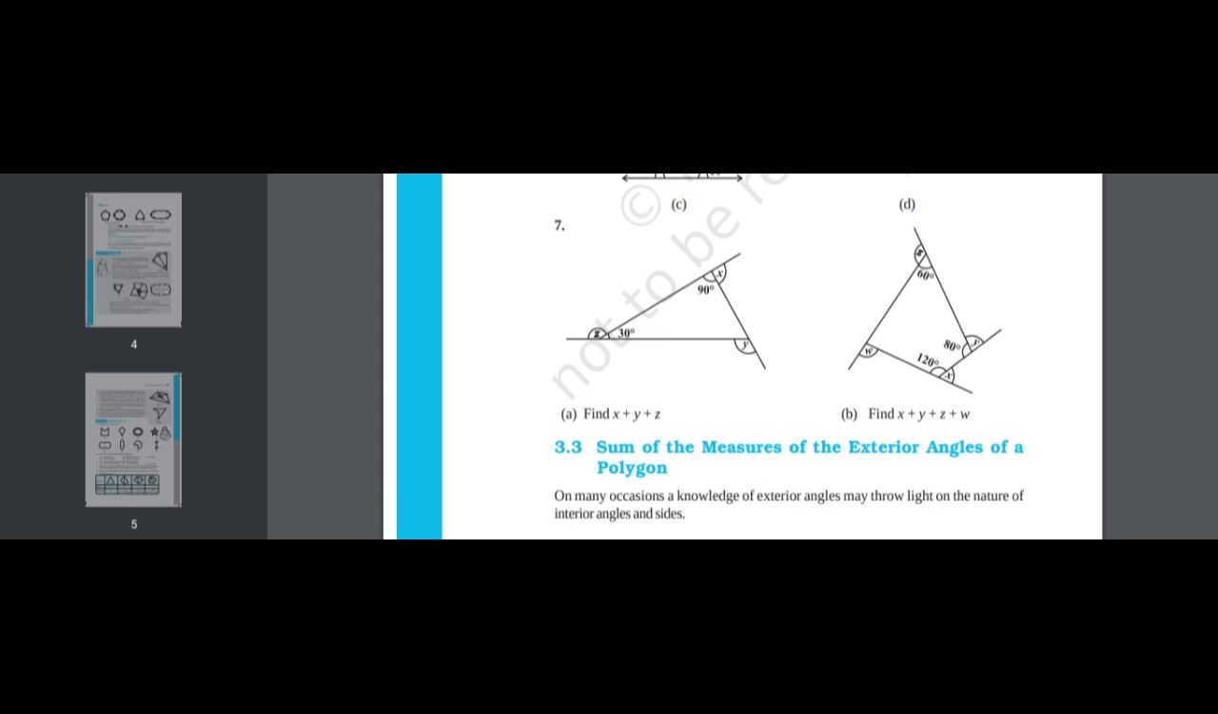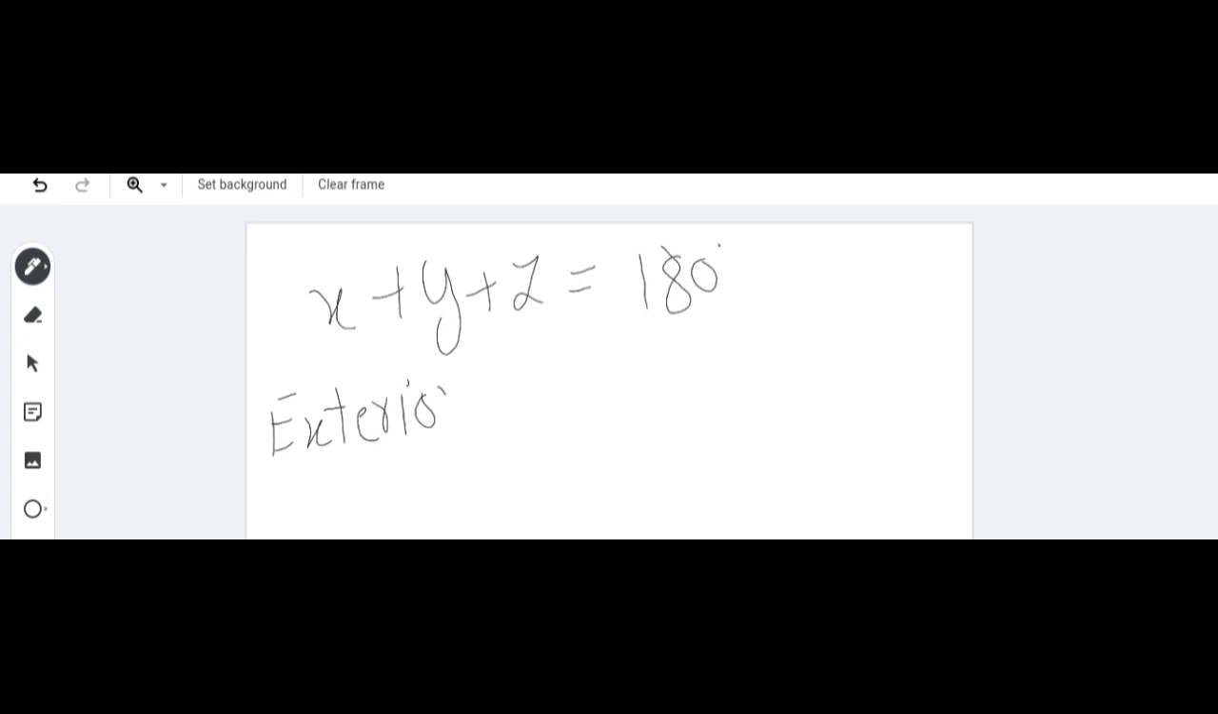First one is x plus y plus z. Here we can see that x plus y plus z, and the sum of these angles is equal to 180. You have to give the reason that exterior angle theorem means the law.